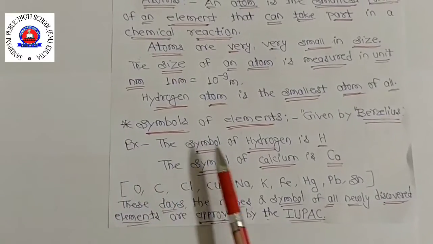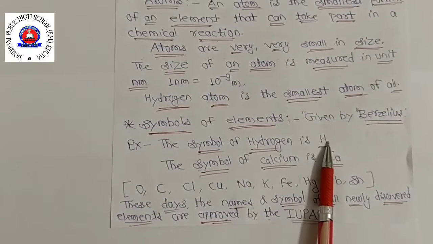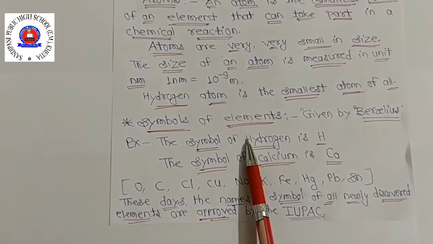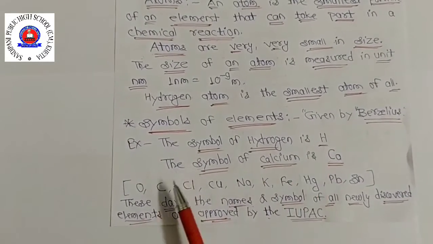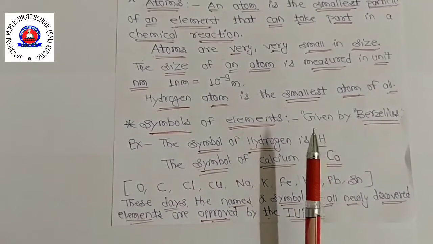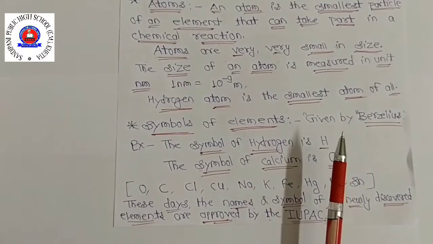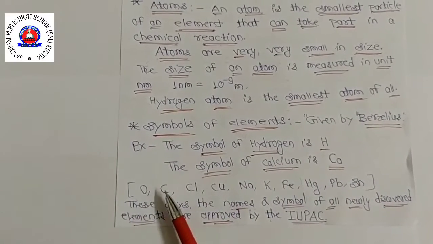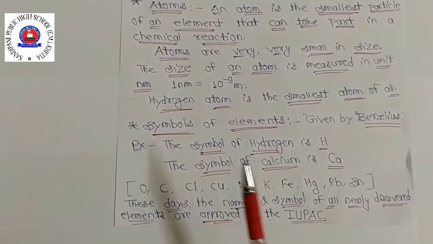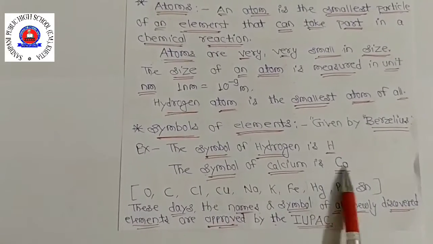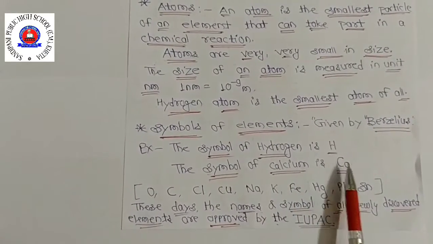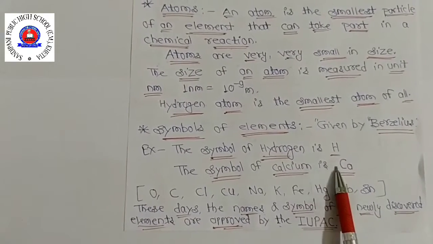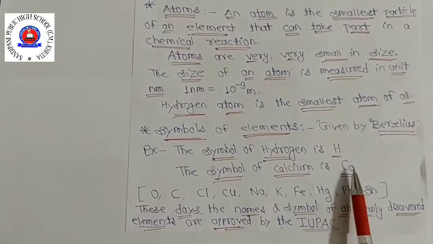For example, the symbol of hydrogen is H, the first letter of the name. So that's why the symbol of hydrogen is H. In the case of hydrogen and oxygen, the first letter of their English names is taken as their symbol. जैसे oxygen का O, carbon का C, like that. The symbol of calcium is Ca, means first letter capital and second letter small. So calcium, first and second letter of the name, that is a capital C and small a.